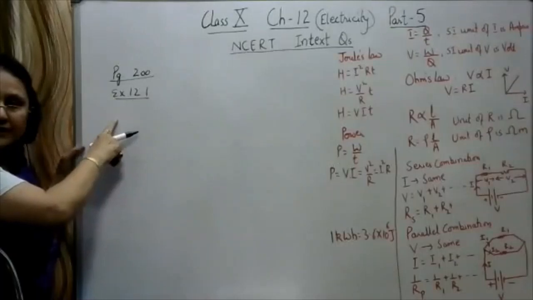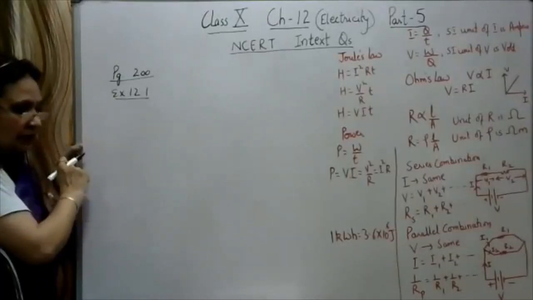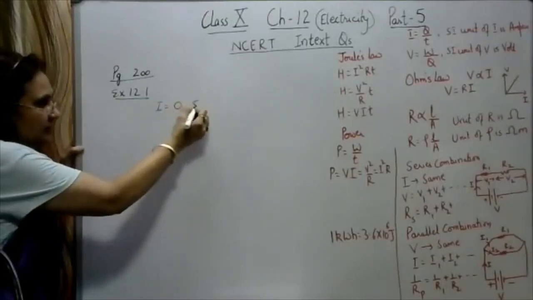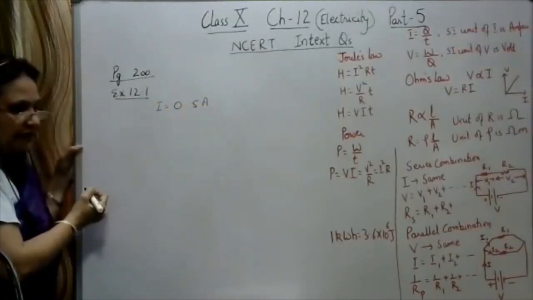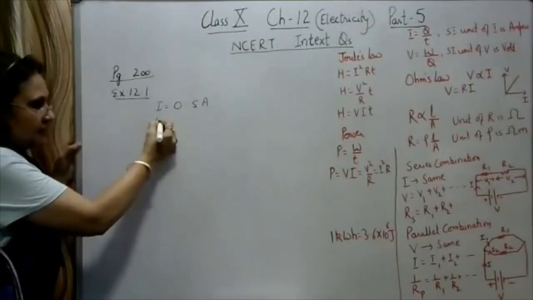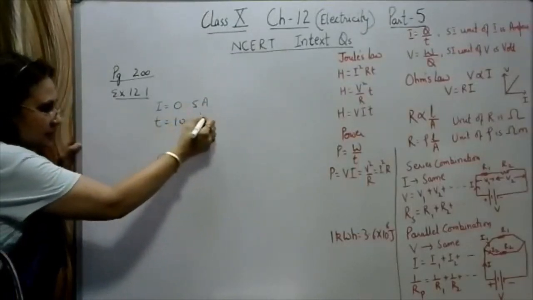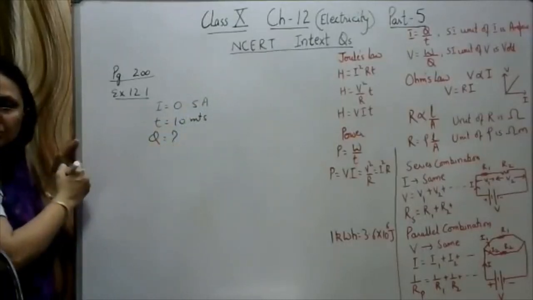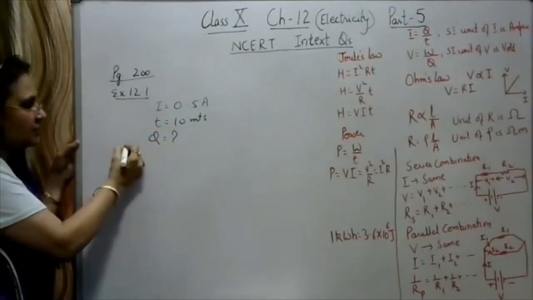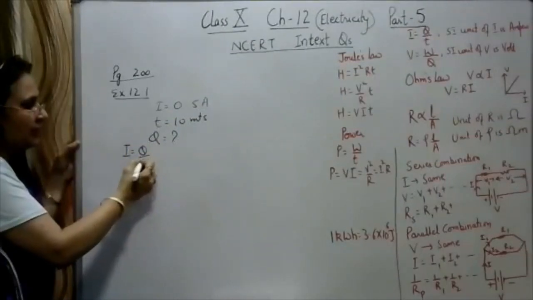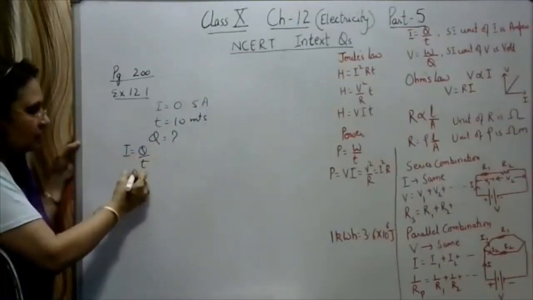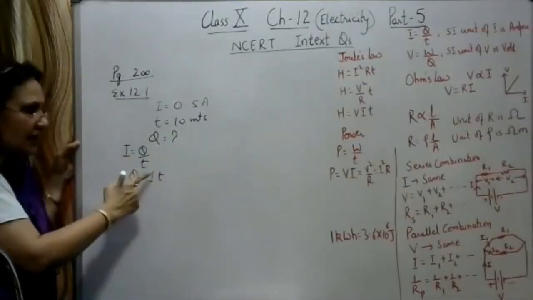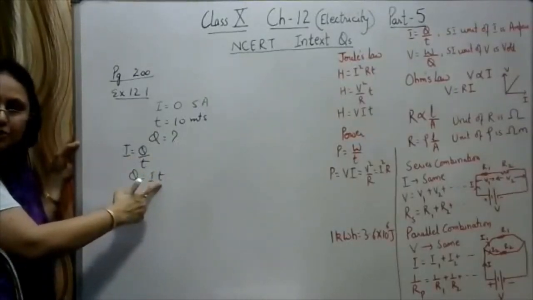On page 200, example 12.1: a current of 0.5 amperes is drawn by a filament of an electric bulb for 10 minutes. Time is given here as 10 minutes. Find the amount of electric charge. Here you have to find out the charge. We know that current flowing is equal to charge flown per unit time. So from here Q is equal to I into T. In order to get the charge in coulombs, current should be in amperes and the time should be in seconds.